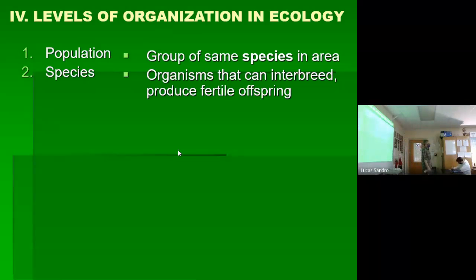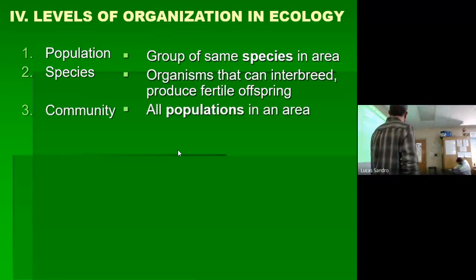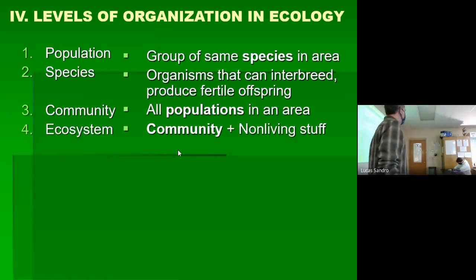Widen it out. What do we call all the living populations in an area? Good. Community. We're not to ecosystem quite yet. Community is all the populations. Then if you add in all the non-living stuff, that's what we call ecosystem. Ecosystem includes abiotic factors. So we're widening out our lens here. Widen out one more step.